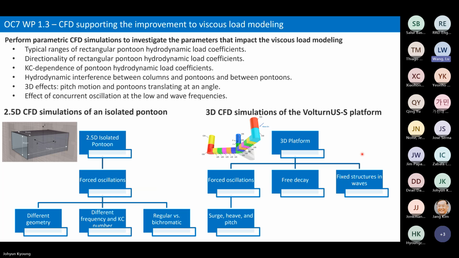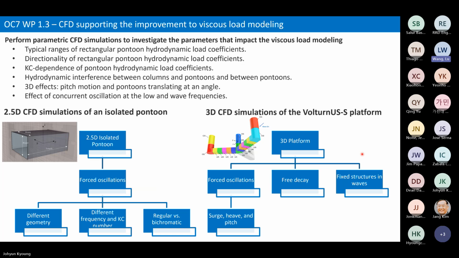So again, we're mostly focusing on simplified scenarios such as forced oscillation, free decay, and structure in regular waves to investigate the fundamental behavior of the viscous load on the pontoons. So we are also separating the structure into many different parts, as shown by the different colors in the sketch on the right, to investigate the local viscous loads on different parts of the structure. So we hope the insight gained from this CFD study can provide further hints on how to set up our mid-fidelity hydro model in general.